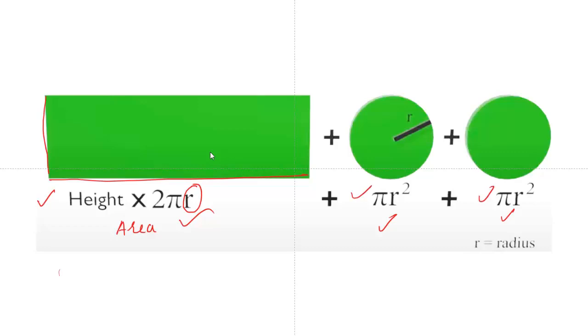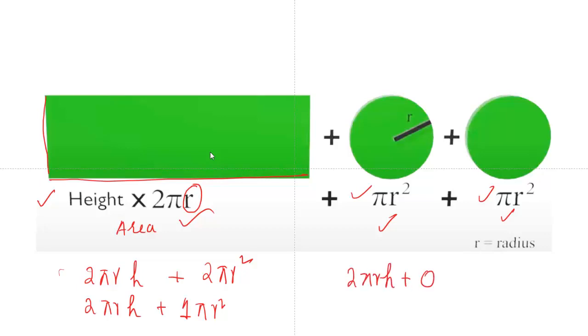So here, the total surface area is basically 2 pi r h, height is called h, plus pi r square plus pi r square, which is 2 pi r square. So student, if the top of the cylinder is open, then the formula will become 2 pi r h plus 1 pi r square. And student, if the top is open and the bottom is open of the cylinder, then we have 2 pi r h plus 0 pi r square. 0 into something is 0, so we have only 2 pi r h in that case, when the top is open and the bottom is open.